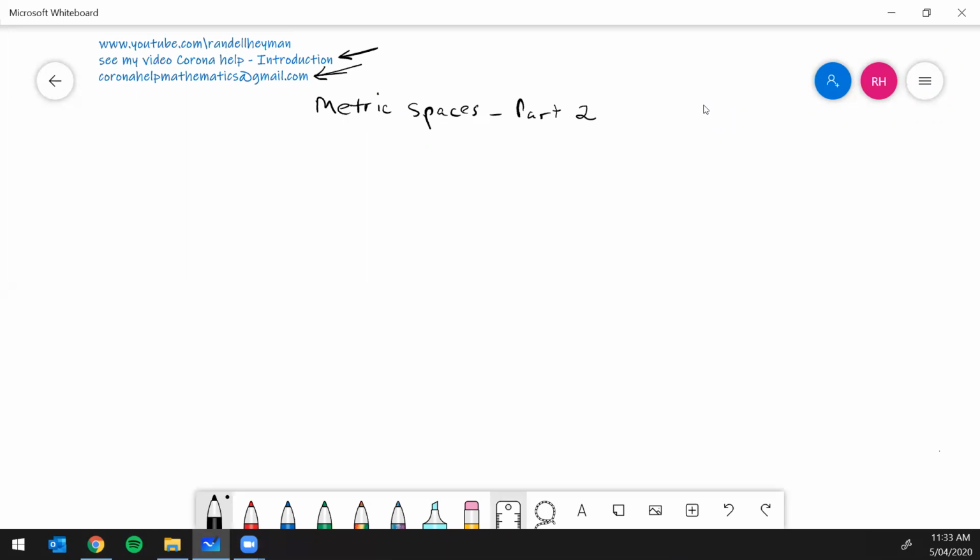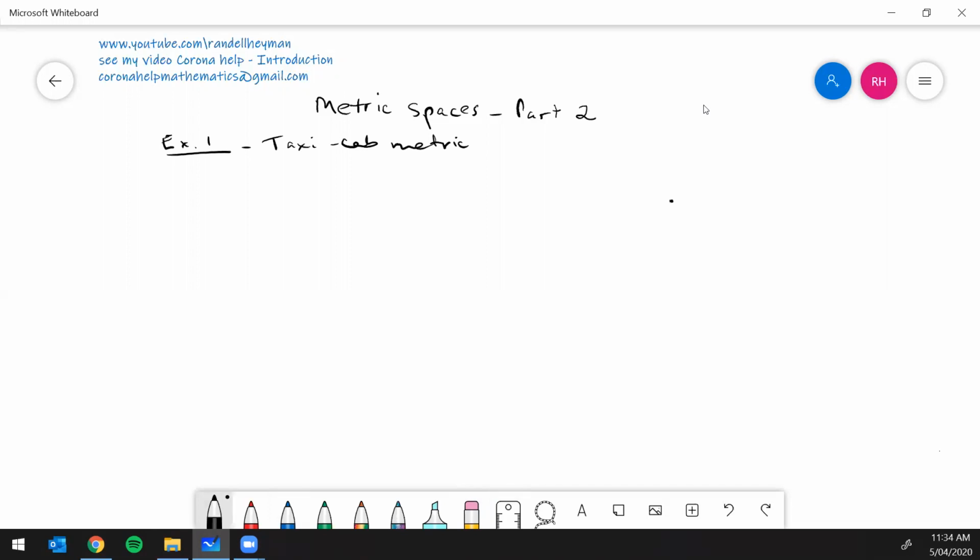So this is part 2 of metric spaces for Lydia. And here I want to give some examples of some metric spaces. So let's go, example 1. I'll do 3. This one's called the taxi cab metric.